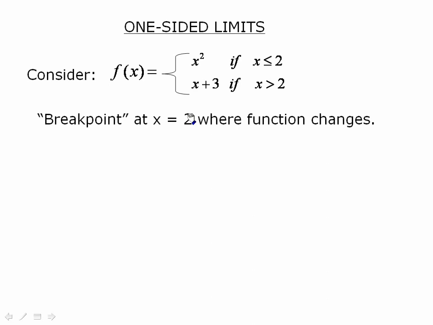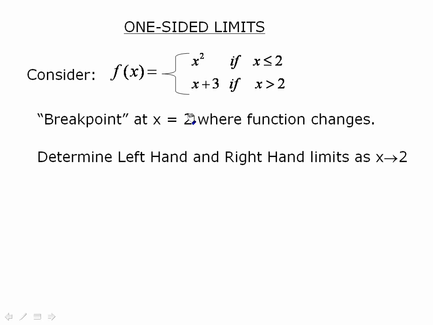And normally, when we're dealing with one-sided limits, we are concerned with that breakpoint. In theory, we can do a one-sided limit at any value, but most often it's going to be a split function and at or around the breakpoint. So what we do, we determine the left-hand and right-hand limits as x approaches 2.